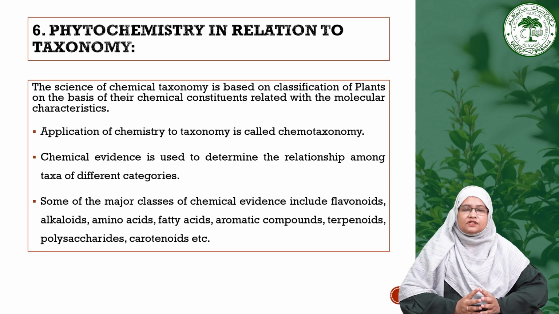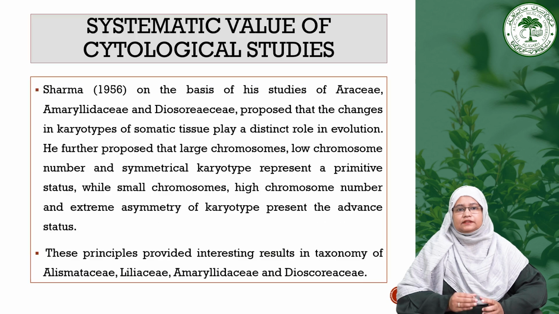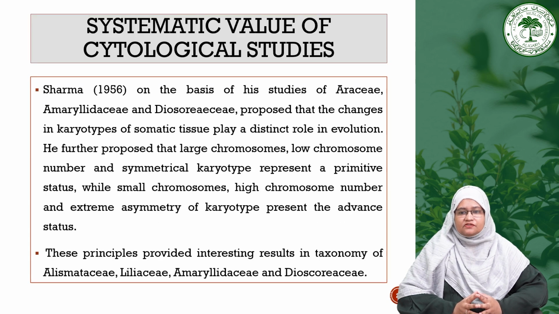Now moving towards the next topic, that is the phytochemistry in relation to taxonomy. So the science of chemical taxonomy is based on the classification of plants on the basis of their chemical constituents related with their molecular characteristics. These principles provide interesting results in taxonomy of Alismataceae, Liliaceae, Amaryllidaceae and Dioscoreaceae.